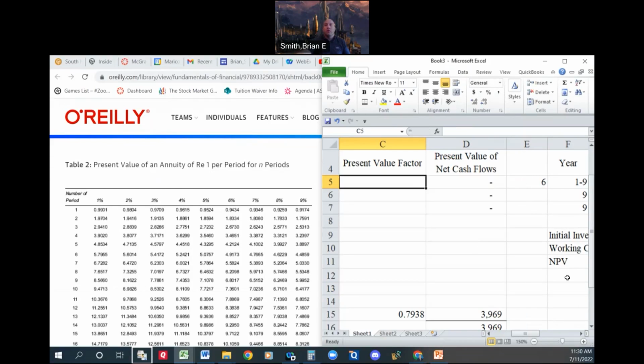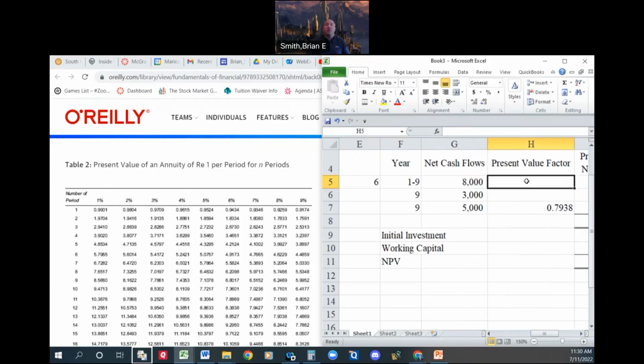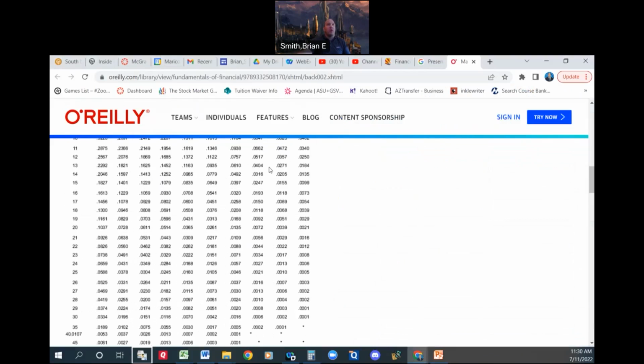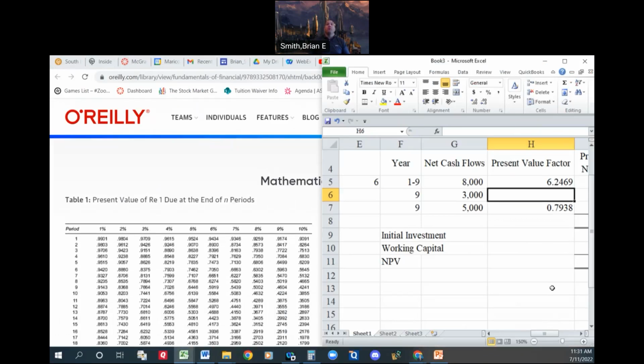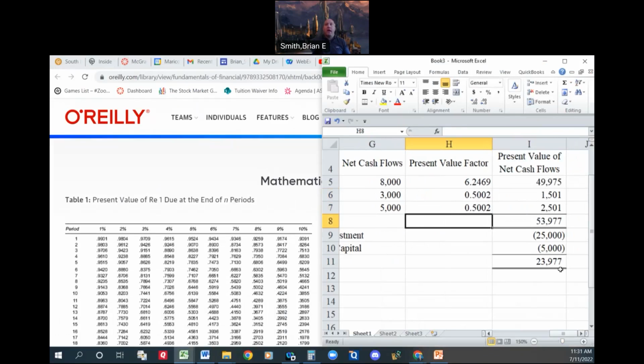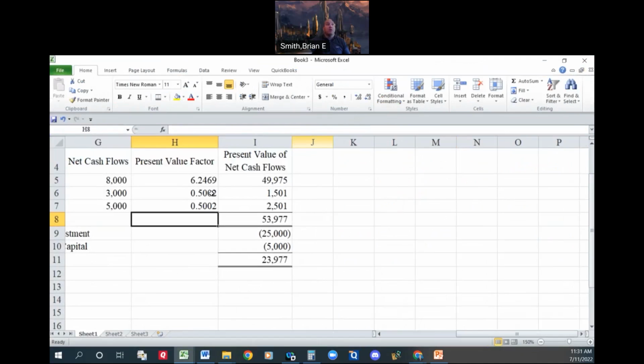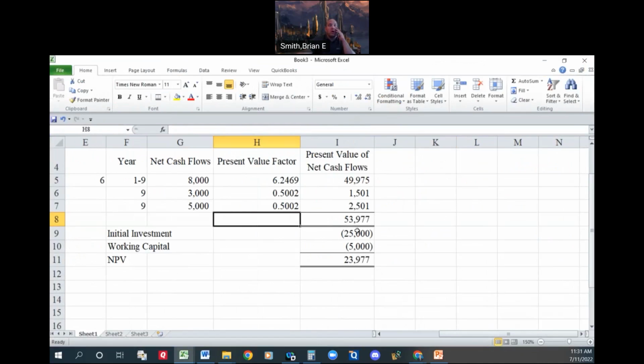6.2469. Then we're going to look up our present value of a lump sum for 8% at year 9, which is 0.5002. Now let's see how we do. Hey, we're in business now. Okay. Because the cash flow was a longer period, we're able to see a positive investment here.